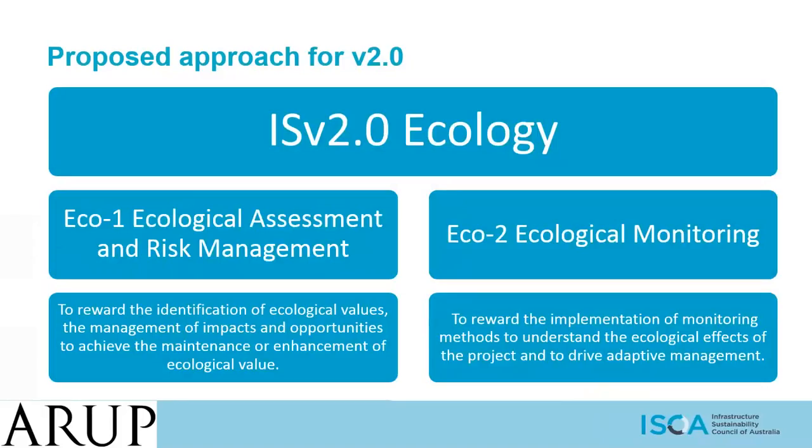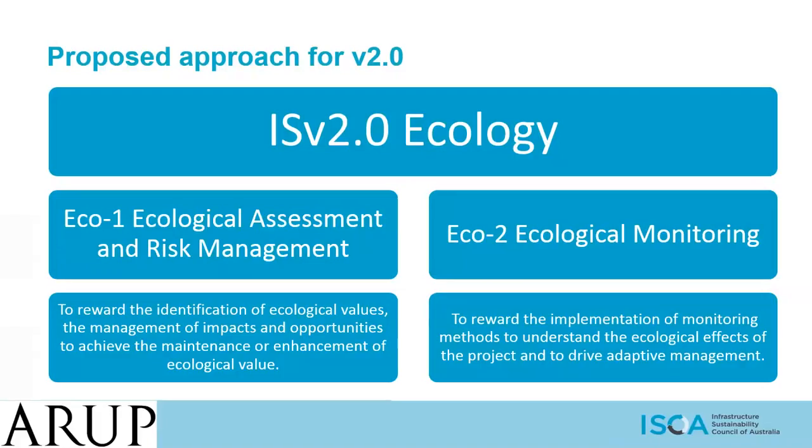Eco 1, titled Ecological Assessment and Risk Management, focuses on the implementation of actions to identify and manage ecological impacts and ensuring that ecological values of a site or infrastructure facility are maintained or enhanced. Opportunities to influence net ecological gains, such as through the restoration of habitats or improving ecosystem function, are also encouraged as part of the credit. This credit is proposed to be applicable to all phases of the rating scheme, including planning, design, as-built, and operations rating.